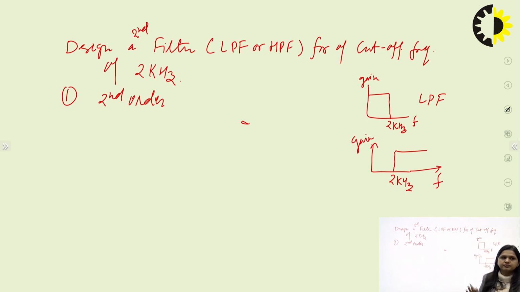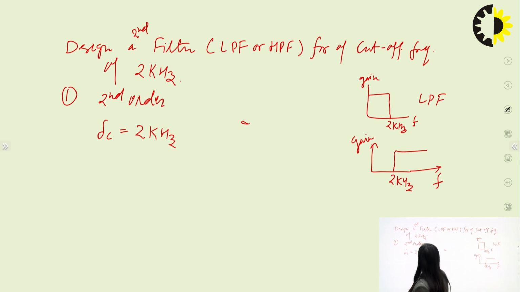So the question can be the same, but you have to understand the meaning of low pass and high pass filter. So let's say design a low pass filter, second order low pass filter. The first step after identifying the order of filter, just select the frequency. So FC is equal to 2 kilohertz. Just write it because it is given in the question, that is 2 kilohertz frequency.